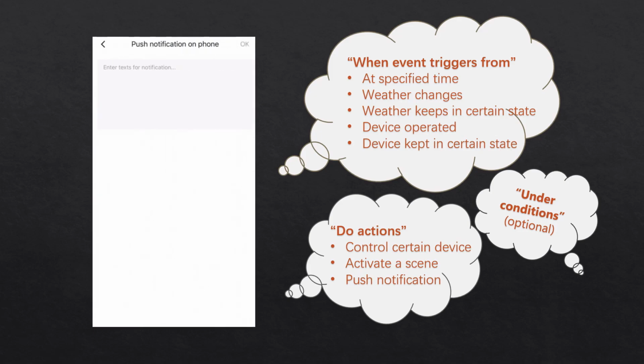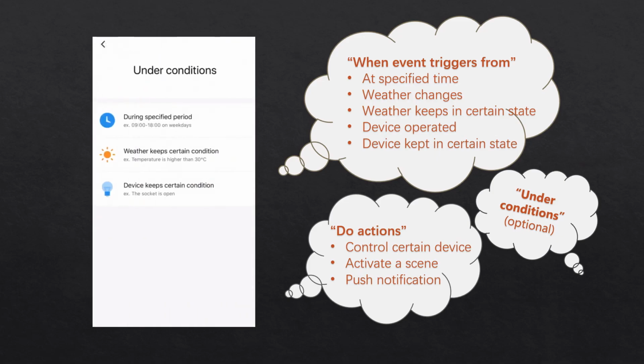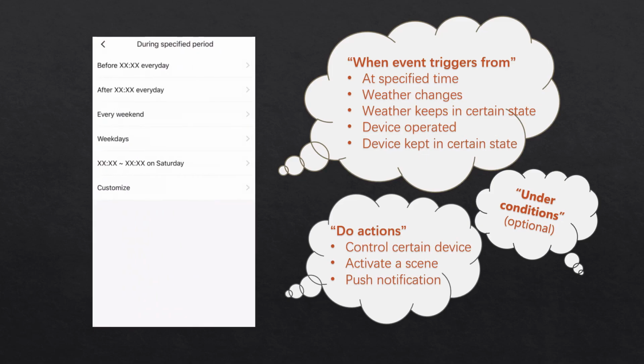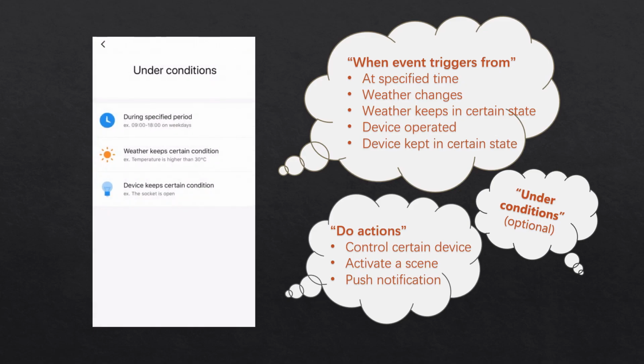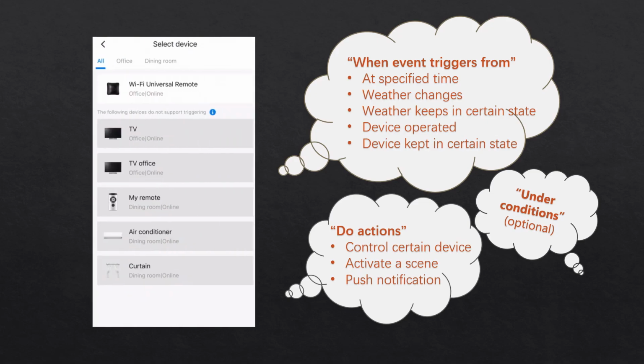They'll push notification on phone. You can get a notification on phone when the event is triggered. At last, you have optional condition can be set for the routine. We can see in the first part, you can set more than one event as the triggers, but these events may not happen at the same time, or we say they are connected by or. The relationship between when event triggers from and under conditions is more like and, means if you set the conditions, the routine will be only triggered when both are activated.